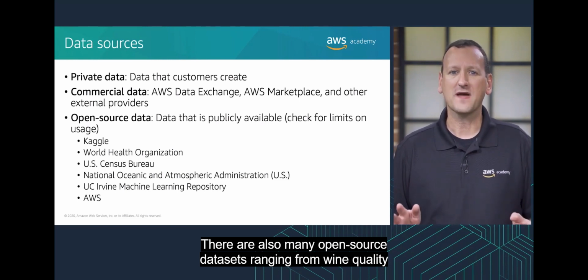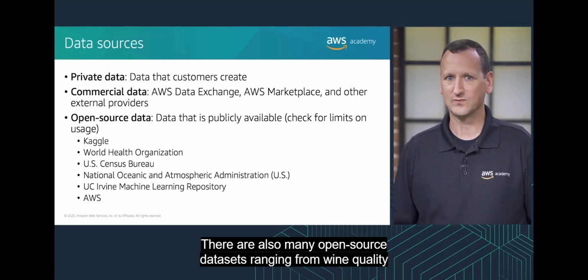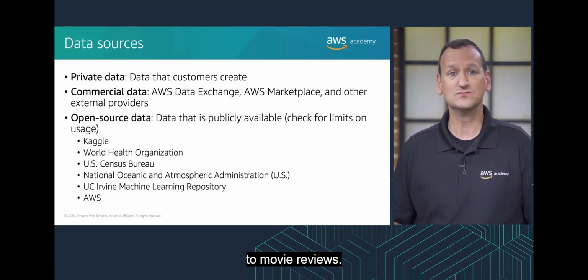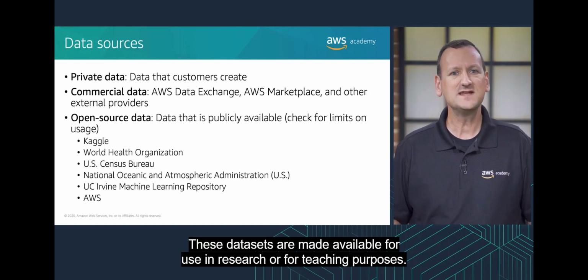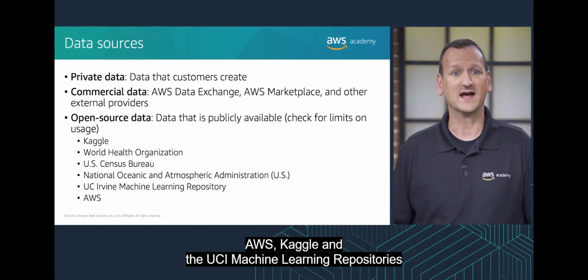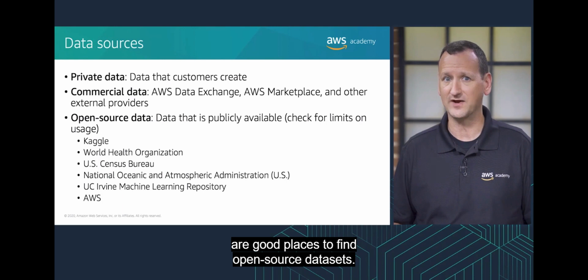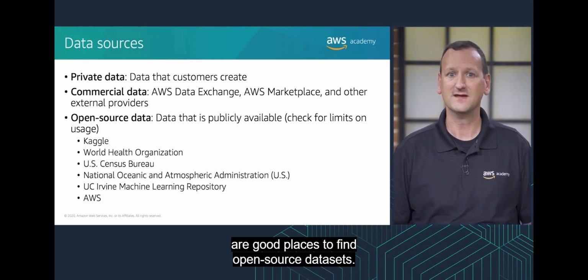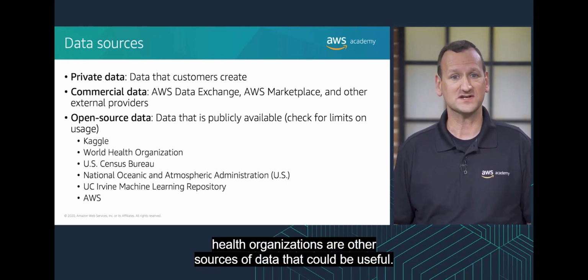There are also many open source datasets, ranging from wine quality to movie reviews. These datasets are made available for use in research or for teaching purposes. AWS, Kaggle, and the UCI machine learning repositories are good places to find open source datasets. Government and health organizations are other sources of data that could be useful.